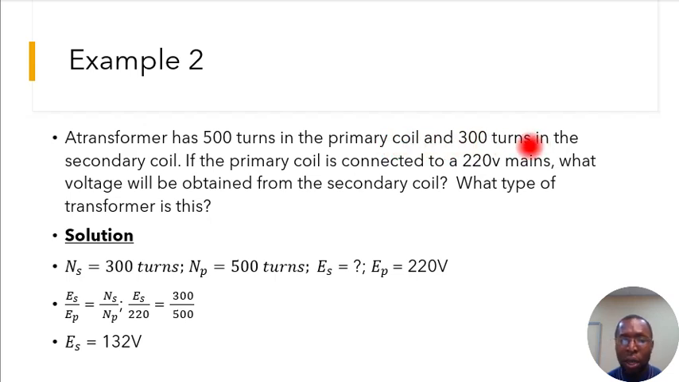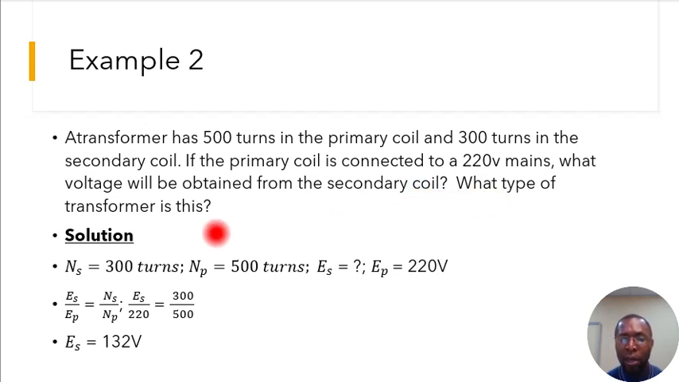Okay. Another example: a transformer has 500 turns in the primary coil, that is Np, and 300 turns in the secondary coil, that is Ns. If the primary coil is connected to 220 volts, that means our Ep is 220 volts. What voltage will be obtained from the secondary coil? So we are looking for Es.